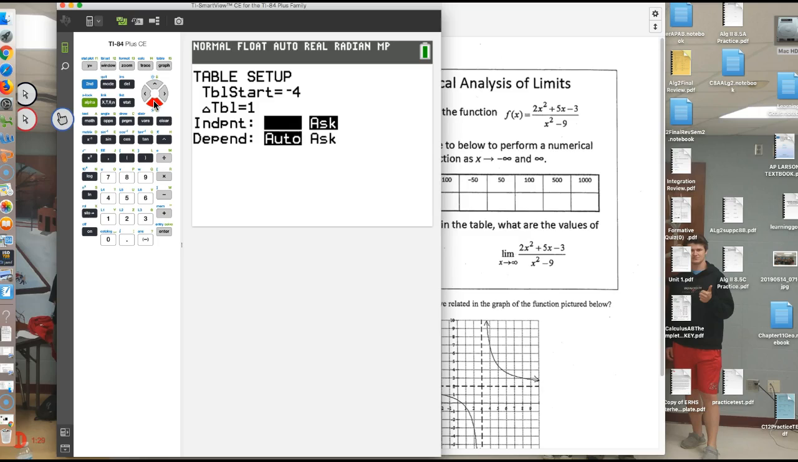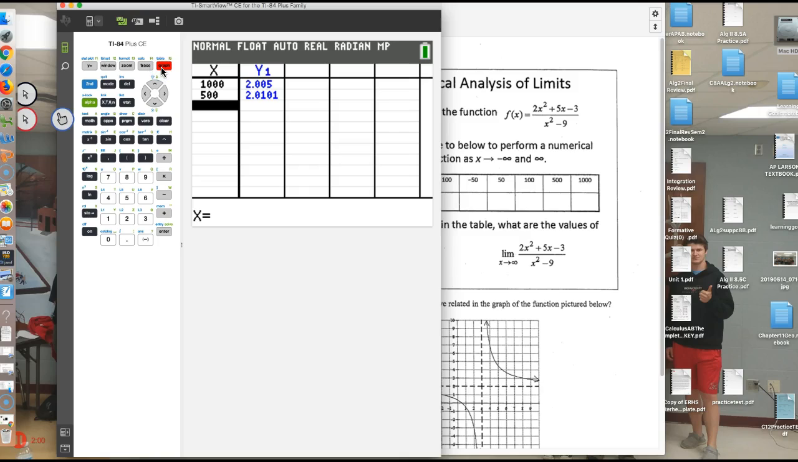But for our limits, we're going to be putting in stuff like 1,000 and negative 99.9. And that's too hard to do when it's set up like that. So if you move the auto over to ask and then hit enter, it'll allow you to control exactly what goes into the table. So I would leave it there. There's really no need for the other kind of table in here. It doesn't matter what the change in table is, because if you guys hit second table, it should be empty, where normally it goes 1, 2, 3, 4, right? So it's empty. It allows you to control it.